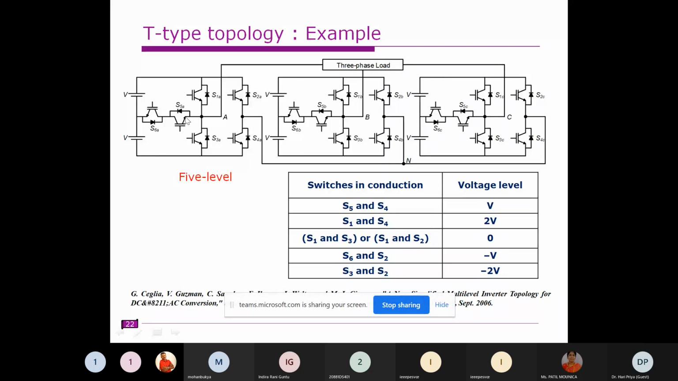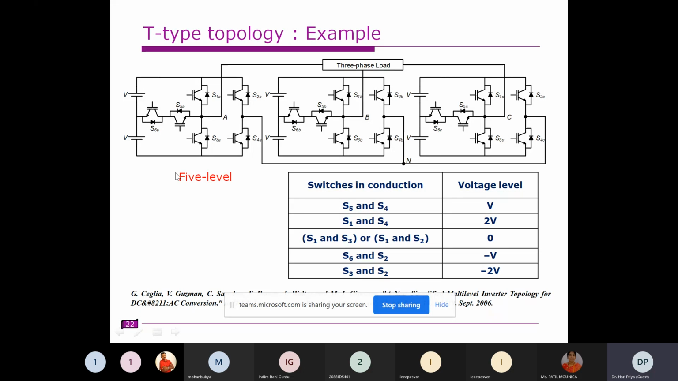Why minus 2 VDC? Because this plus is coming to the N terminal and minus is coming to the A terminal. So again, the VAN voltage will be minus 2 VDC. Similarly, if I turn on S6 and S2, the voltage will be minus VDC. So in this configuration, the first point observed is that S5 is responsible for obtaining VDC.